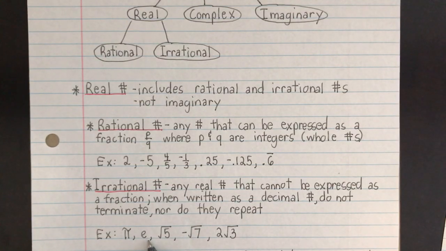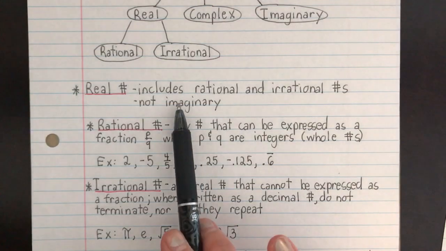Same for e. e is something we'll look at as we go further into the year. Also, your square roots that can't be simplified, like square root of 5, or even a negative square root of something that can't be simplified, like square root of 7, or 2 square root of 3, because the 2 has this square root of 3 attached to it. That is considered an irrational number because square root of 3 can't be simplified.